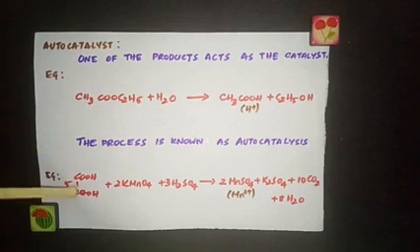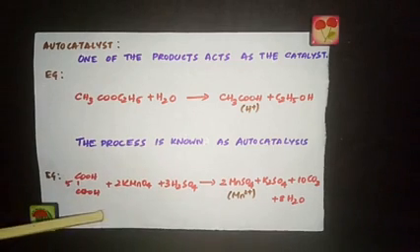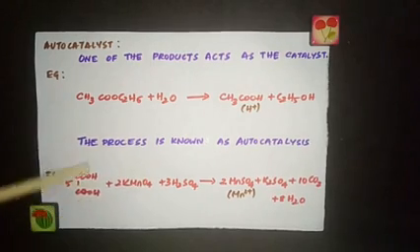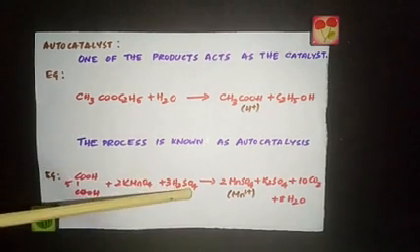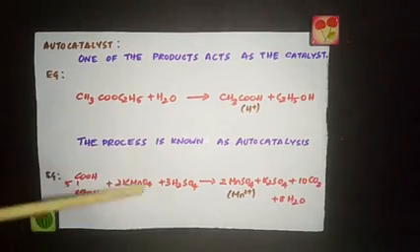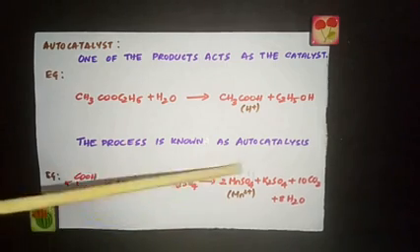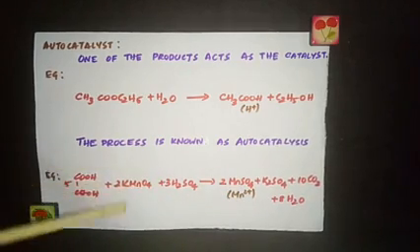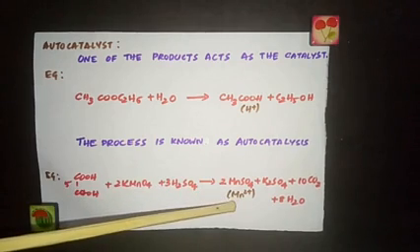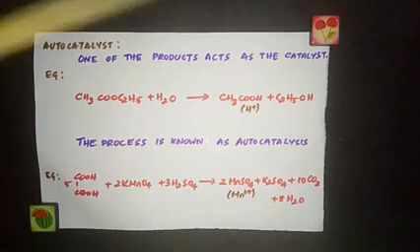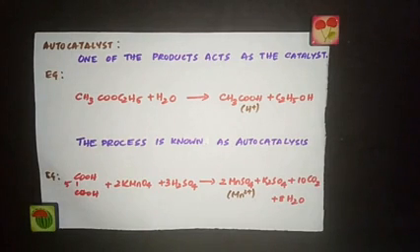I have written one more example. This is oxidation of oxalic acid by acidified potassium permanganate. So this is the formula of oxalic acid, potassium permanganate. This is sulfuric acid. So this is acidified potassium permanganate. This reaction is also initially slow, but after the formation of this product MnSO4, the Mn2+ ions formed in the reaction act as an autocatalyst for the reaction. So after the formation of this Mn2+, the reaction speeds up, and this process is called autocatalysis.